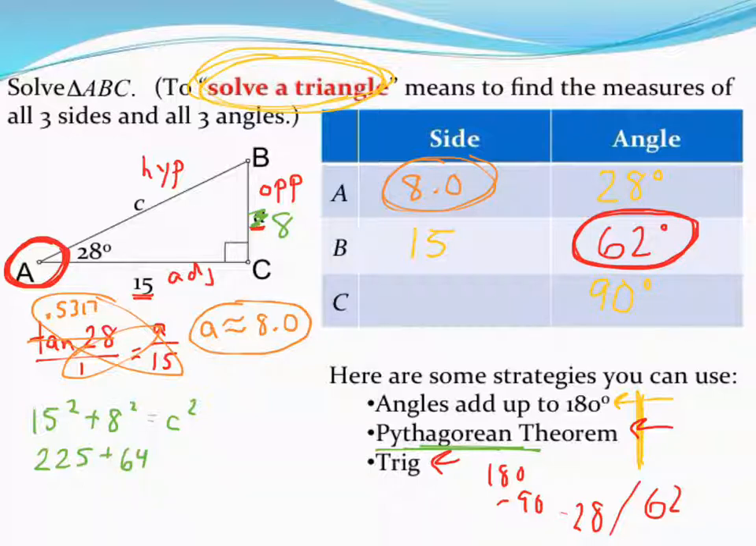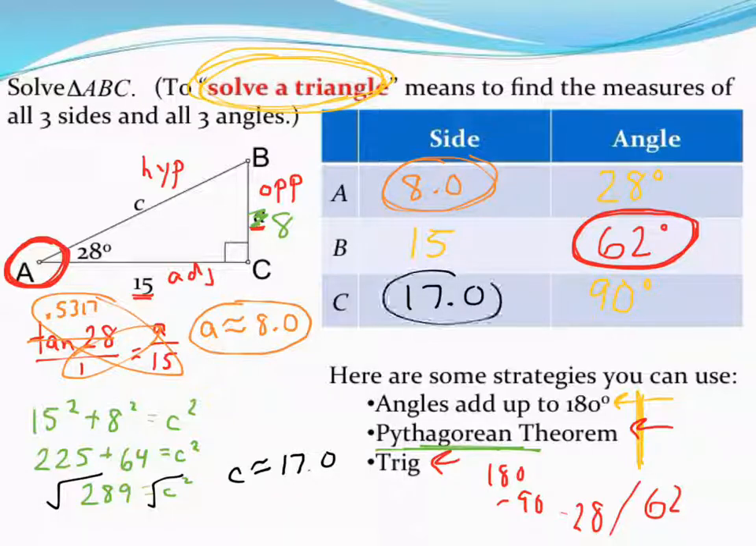So 225 plus 64 would equal C squared. Add those together and I get 289 equal to C squared. Remember, as your final step with Pythagorean theorem, go ahead and take the square root of both sides. 289 is a perfect square, so we end up with C, I'm going to put approximately because remember we had rounded, so it's about 17.0. So I'll get that in my chart. And look at that, we've got the triangle solved. We know all 3 things about that triangle.